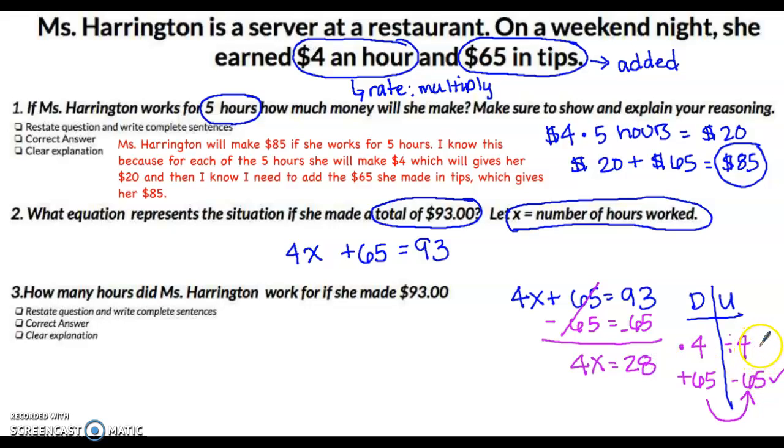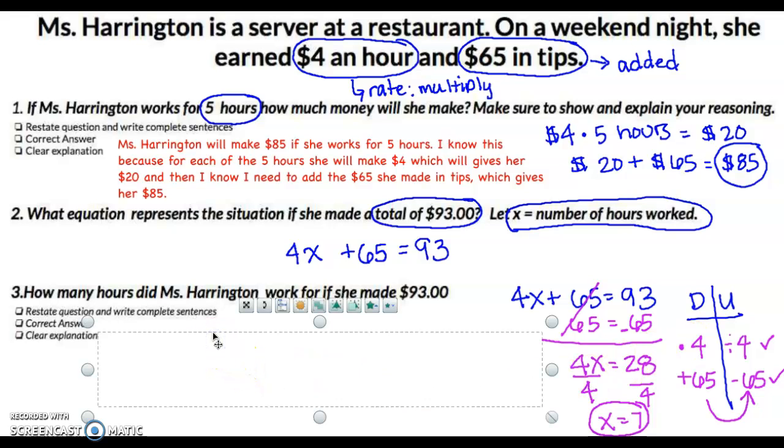The next step I'm going to do to both sides is divide by 4. So divide by 4 over here, and divide by 4 over here. X will equal 7. All right, so that's my answer, but I need to make sure that I write out an explanation as well.